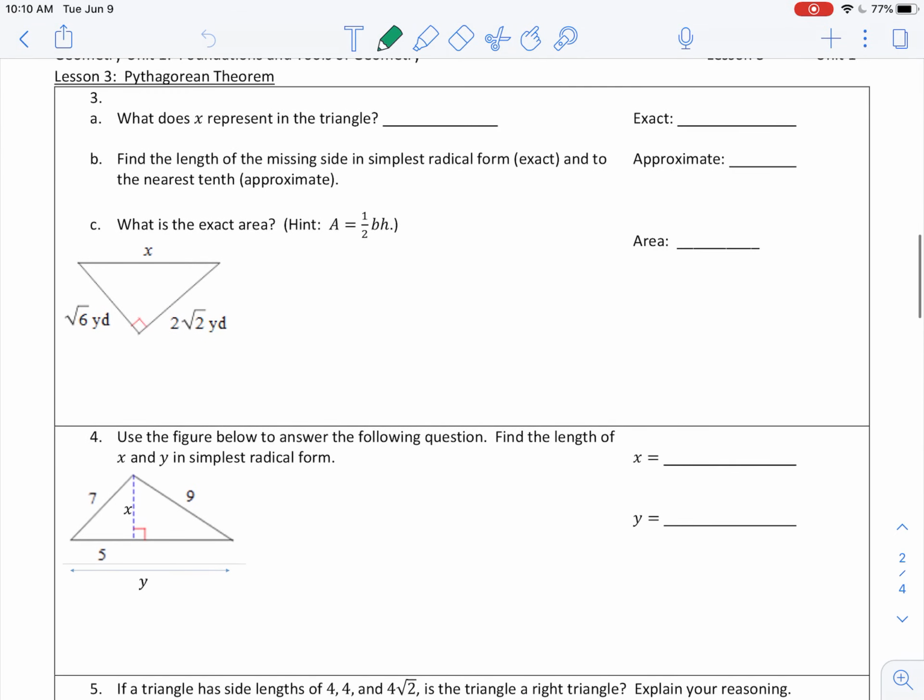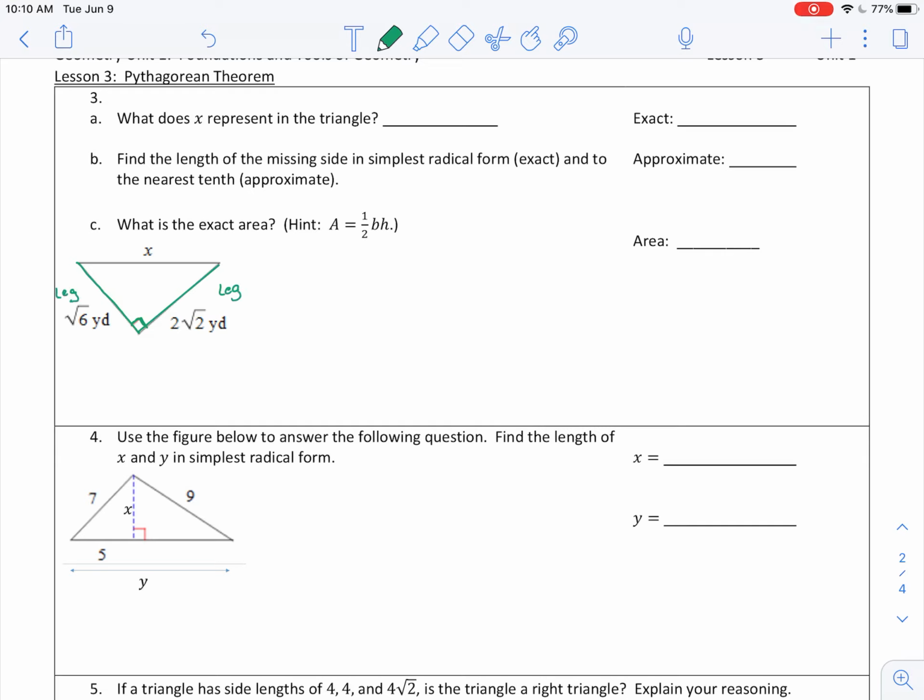So if I'm looking at problem 3, the first thing is, again, what does x represent in the triangle? So this is wanting to know, is it a leg? Is it the hypotenuse? So take special note of where the right angle is. The right angle is made up of two sides of the triangle. There's one side of that right angle. There's the other side that meets at a right angle. Those two are the legs.